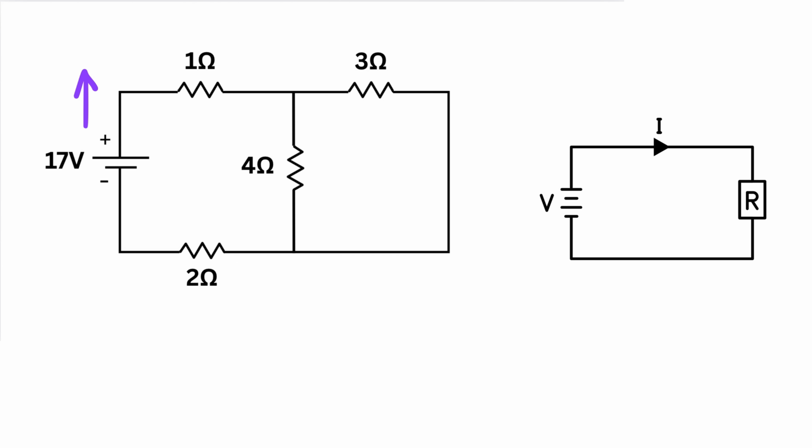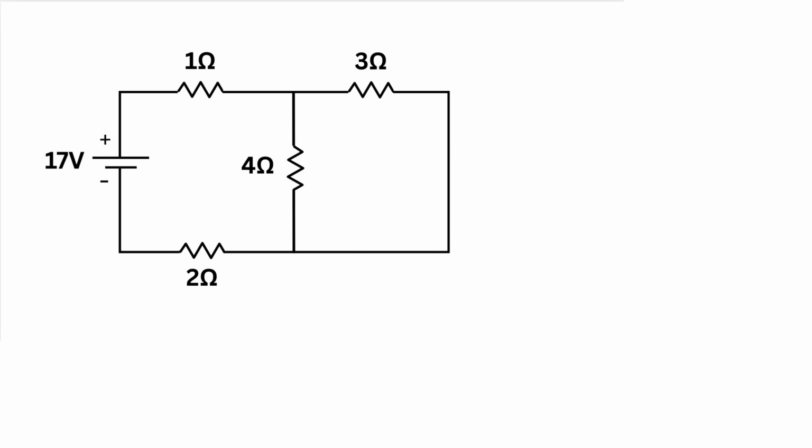We know that using Ohm's law, the current I is given as voltage V over equivalent resistance of the circuit R, right? Here voltage is given as 17 volts. So we just have to find the equivalent resistance of this circuit. To do that, look here.